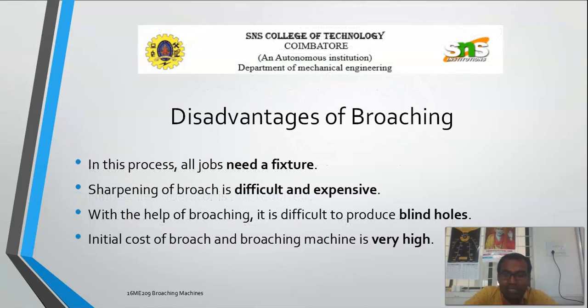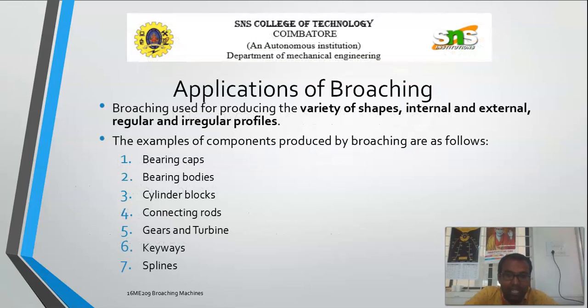The major disadvantages in this process are that all jobs need different types of fixtures, and sharpening of the broach is difficult and is also an expensive process. With broaching, it is difficult to produce blind holes, and the initial cost of the broach and broaching machine is very high.